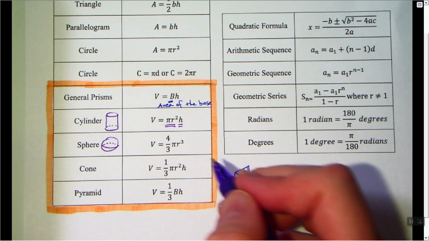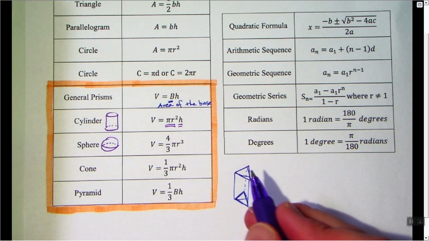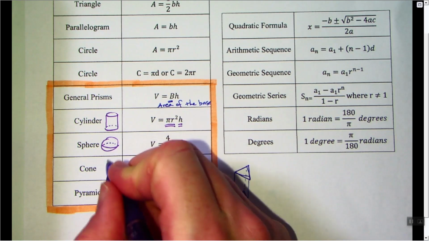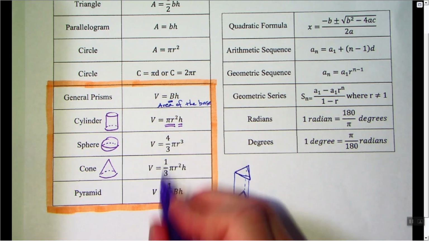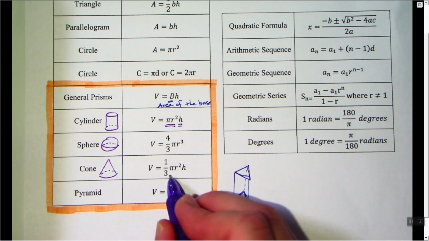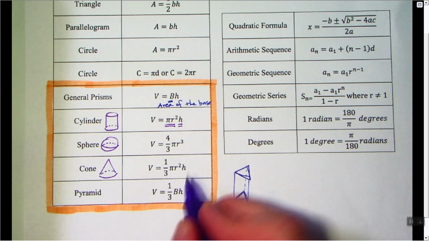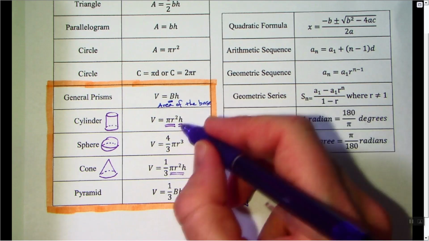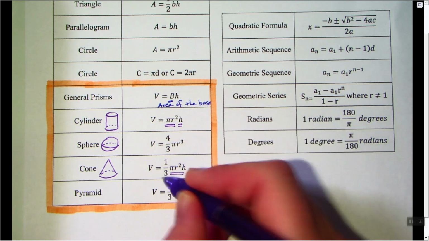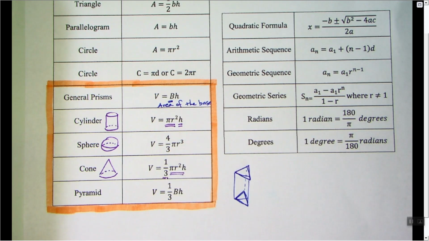I don't have time for it in this video. Okay, a cone is 1/3 pi r squared height. Again, notice it's the same as a cylinder, pi r squared height, but it's 1/3 of that. I wish I had more time to talk about why that is, but it's 1/3 pi r squared height.